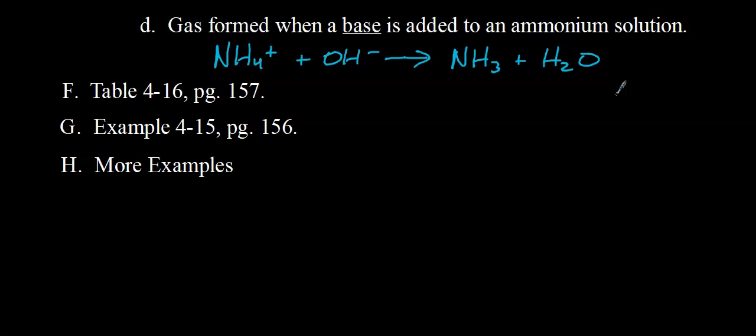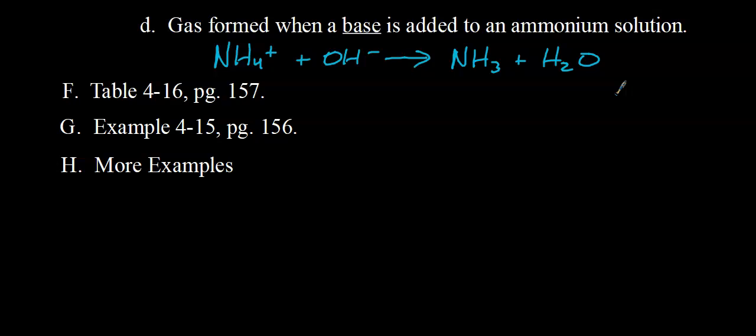So let's say you had solutions of ammonium chloride and sodium hydroxide that are mixed. We have the ammonium and hydroxide reacting to produce your gas, ammonia gas, water, and then in this case we have the cation from the base and the anion from our ammonium salt to produce the other product, which would be sodium chloride.